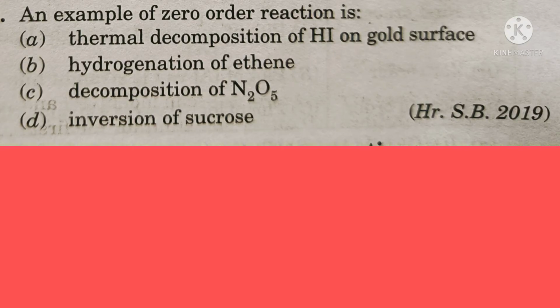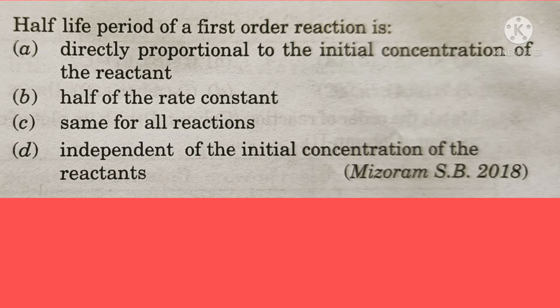An example of zero order reaction is option A, thermal decomposition of HI on gold surface. Half-life period of a first order reaction is option D, independent of the initial concentration of reactants. Half-life is equal to 0.693 upon k and there is no mention of initial concentration in the equation.